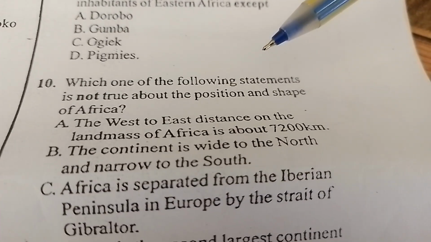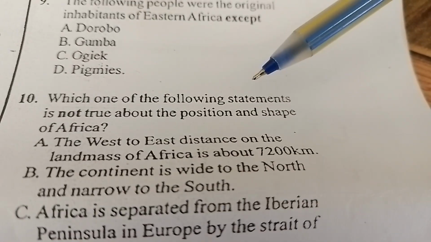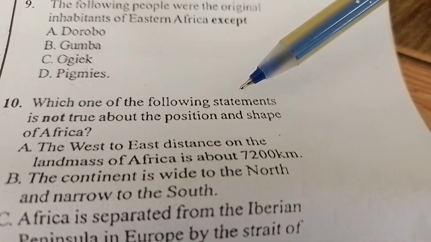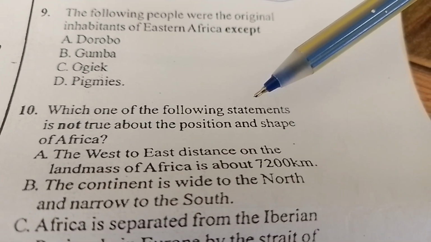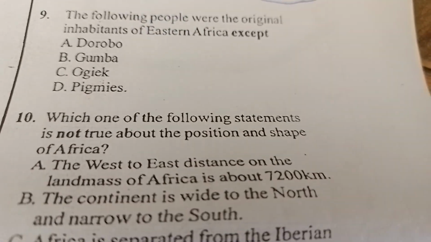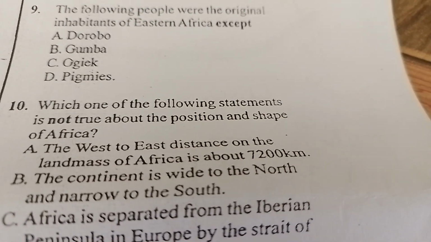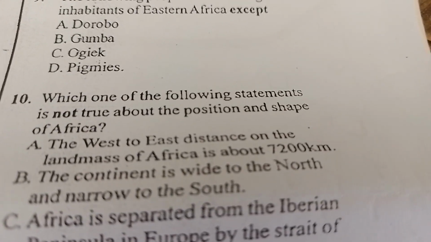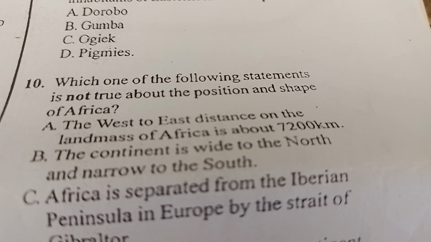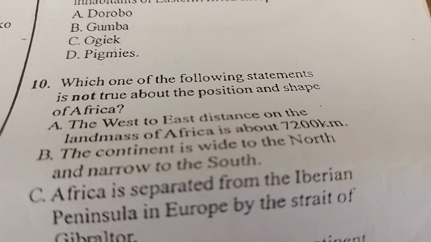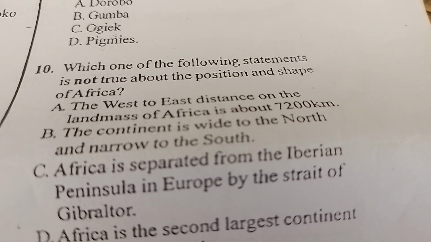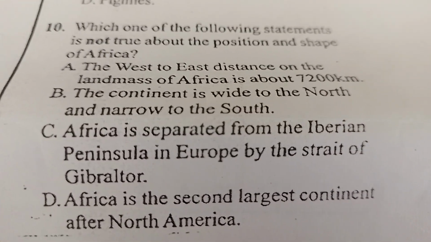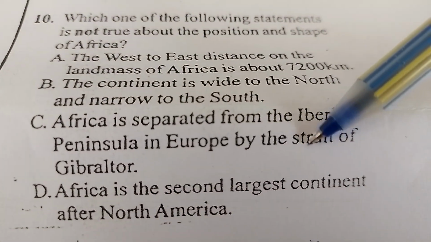Which one of the following statements is not true about the position and the shape of Africa? The west to the east distance on the land mass of Africa is about 7,200 kilometers. Very true. The distance from the western part of Africa to the eastern part of Africa is 7,200 kilometers. The continent is wide to the north and narrow to the south. Of course, very true. Africa is separated from the Iberian Peninsula in Europe by the Strait of Gibraltar. Yes, very true.